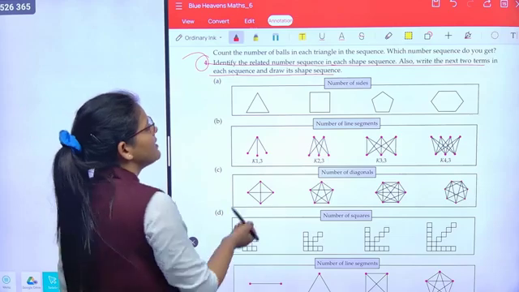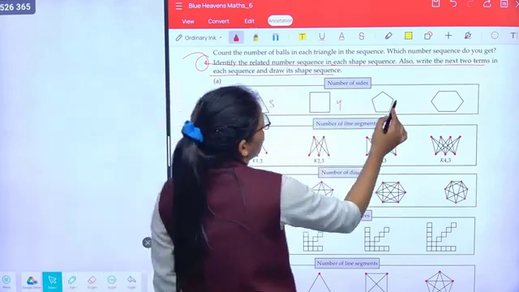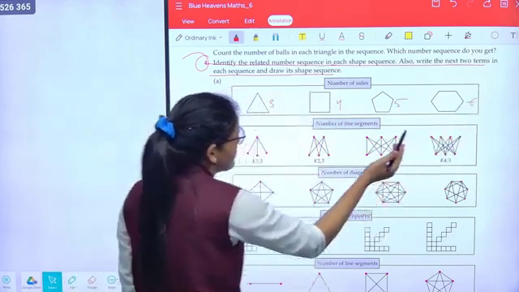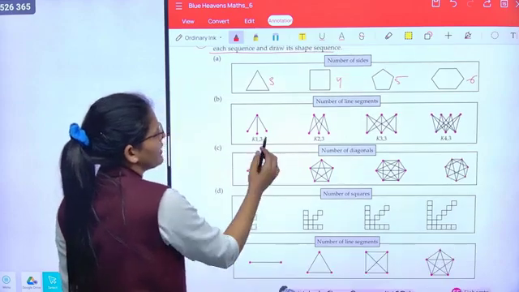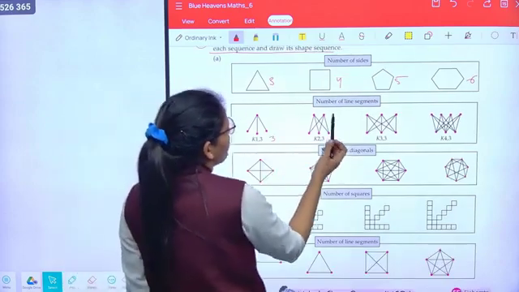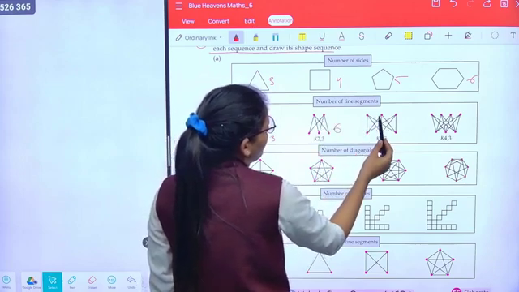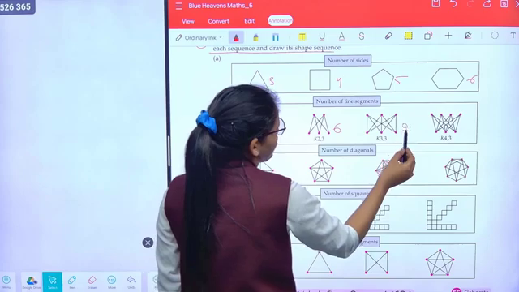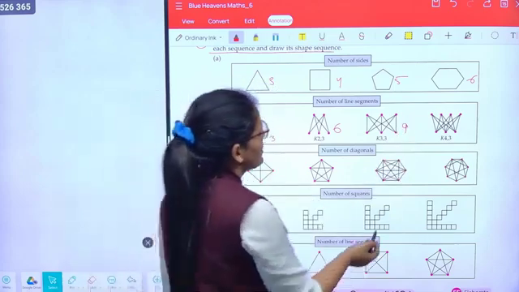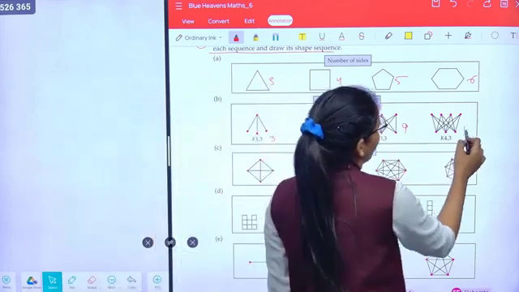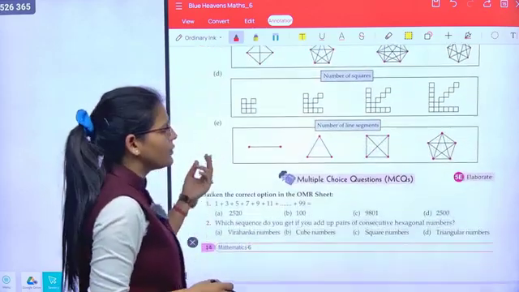Number of sides, there is 3, 4, 5, now 6. Now class, number of lines, there is 3, you can see 1, 2, 3, 4, 5, 6, 7, 8, 9. Now class, here is 3, 6, 9, here is 12. Rest of the parts, do yourself class.